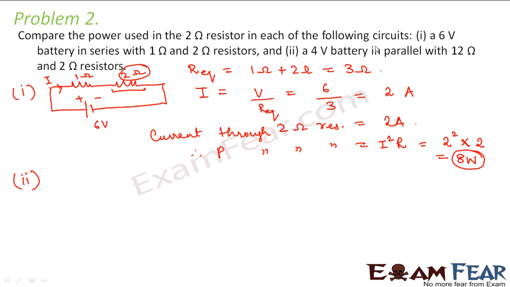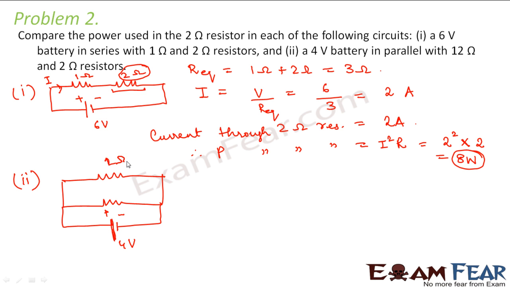Let us look at the second part of the problem. It says there is a 4 volt battery in parallel with 12 ohm and 2 ohm resistors. This means here you have 2 resistors which are connected in parallel with a battery of 4 volts. So this is a 4 volt battery, this is 2 ohms and this is 12 ohms. In this case also we have to calculate the power used in this 2 ohm resistor. For this, we will have to calculate the current through this resistor.